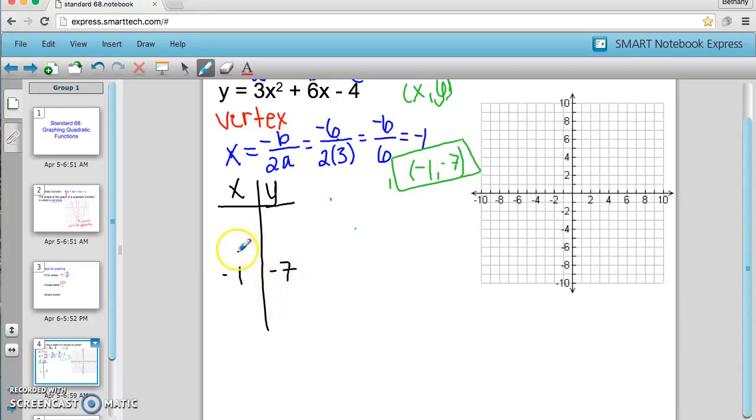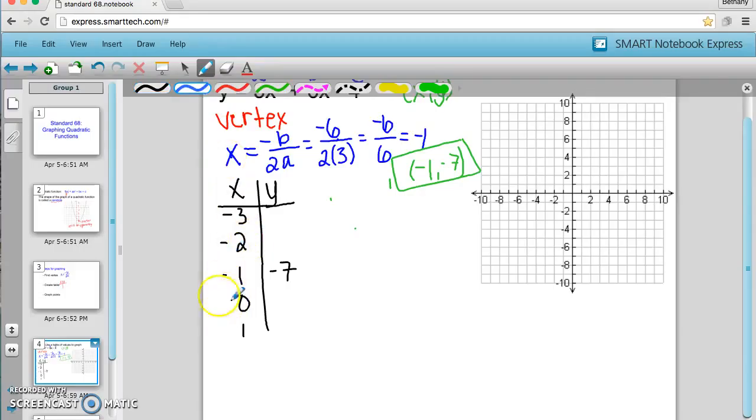Okay, so you always want to have at least two numbers on the lower side of your vertex, okay? So, you know, -2 and -3. Okay, so I'm going backwards on my number line. And then I also want to have two numbers greater than this -1. Okay, so 0 and +1. Okay, you can always do more, but you need to at least have two X values on either side of your vertex. So this one is our vertex. So that's our starting point.